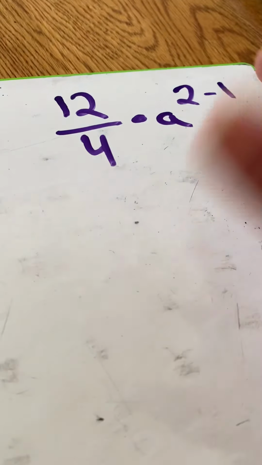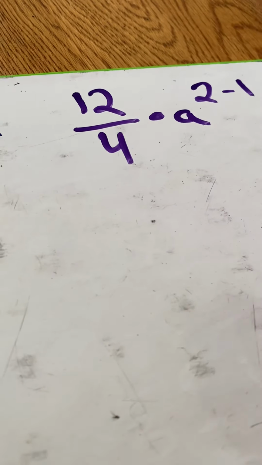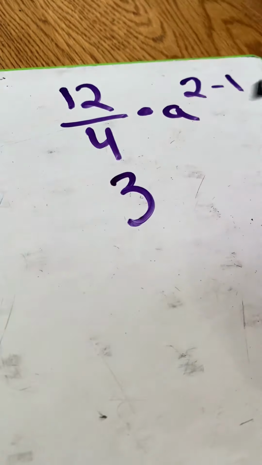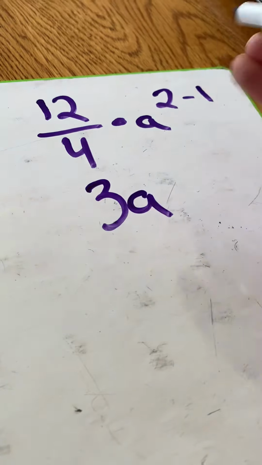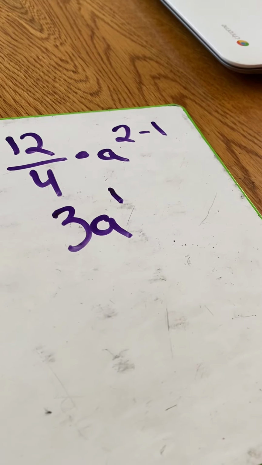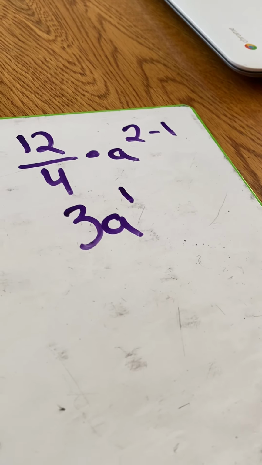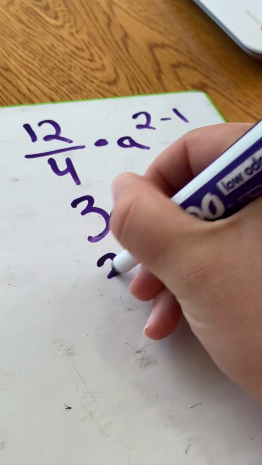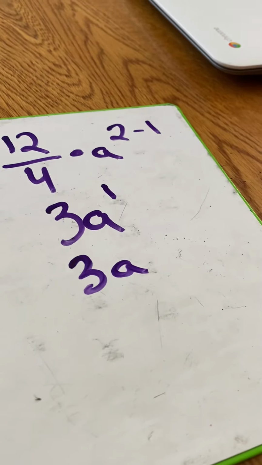So first thing we're going to do, 12 divided by 4 gives us 3. We're going to keep this a. 2 minus 1 is 1. So 3a to the first power, and essentially if it's to the first power it just equals itself. We don't need it anymore. Our final answer is just 3a.